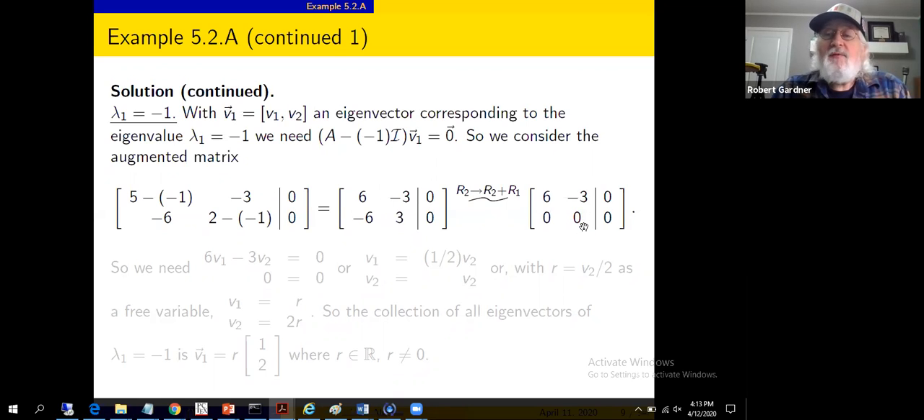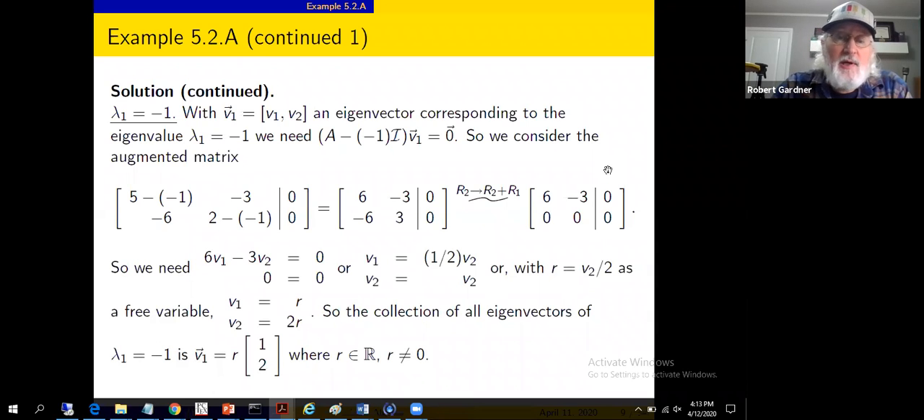Ta-da, we got a free variable in the second column. You better have a free variable or something's wrong. That free variable will lead us to eigenvectors. So, you know the story. We'll convert that back into a system of equations. We'll solve for v1 and v2. We'll replace the free variable. We'll replace the v2 with a parameter.